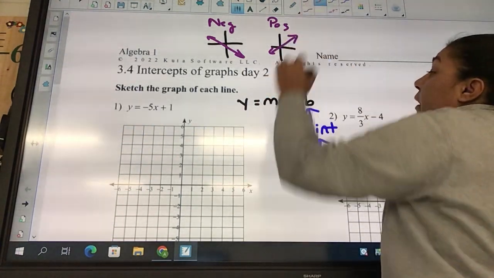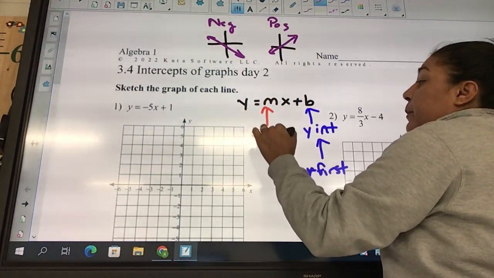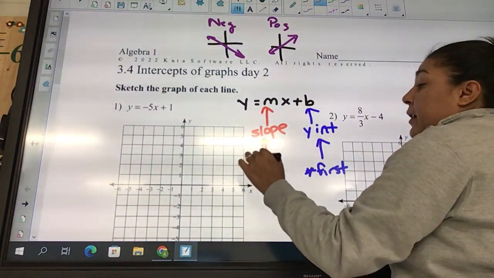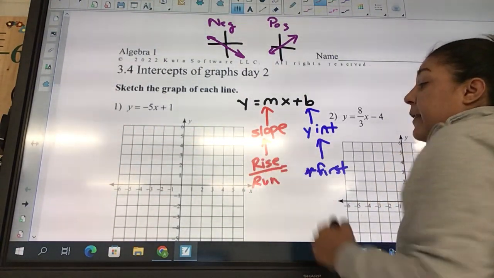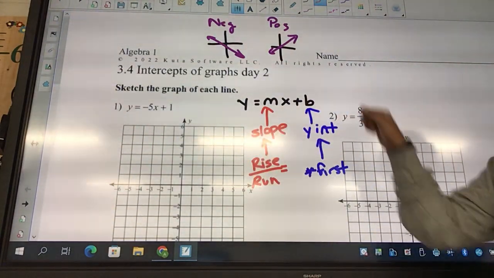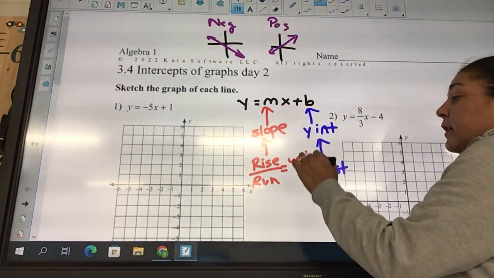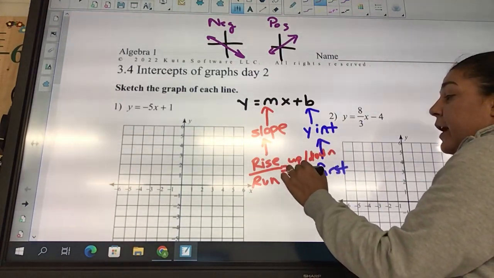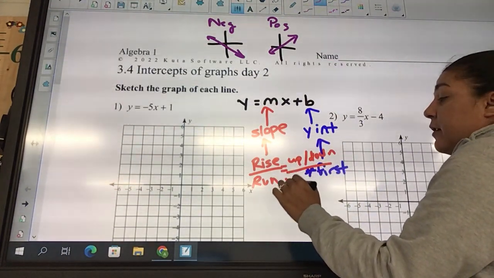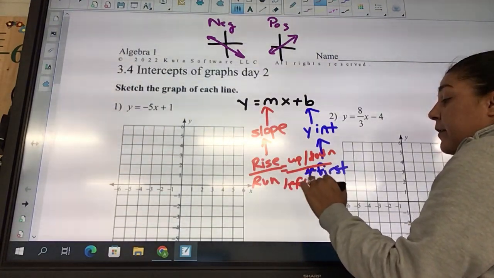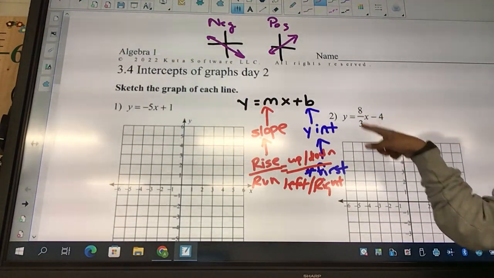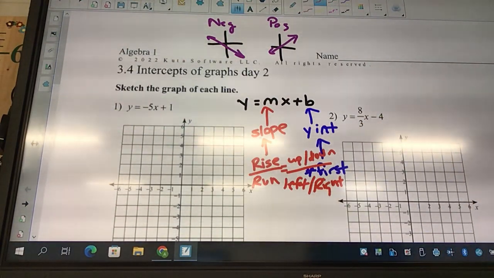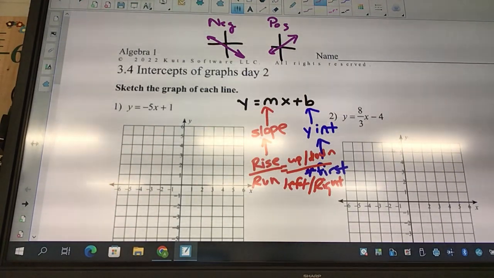Okay, and then the m stands for our slope, and that is our rise over run. The top part of this fraction, and you can see it here, goes up and down. I'm running out of room, so I'm sorry. And then the bottom part of this fraction does our left and right. So this would be up or down 8, and then left or right 3. That's what that's saying. So those are all the notes that you need in order to be successful.